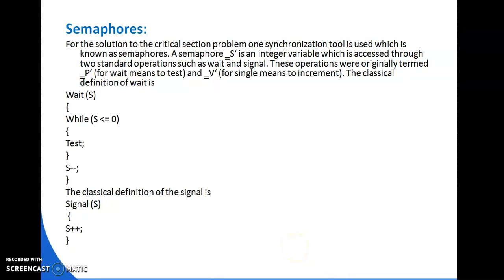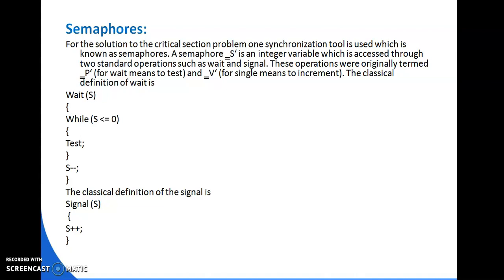Welcome back. So today I'm going to discuss the semaphore. For the solution to the critical section problem, one synchronization tool is used, which is known as semaphore. A semaphore S is an integer variable which is accessed through two standard operations, wait and signal.